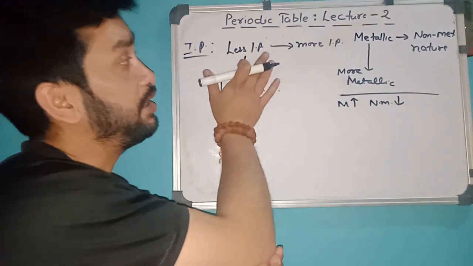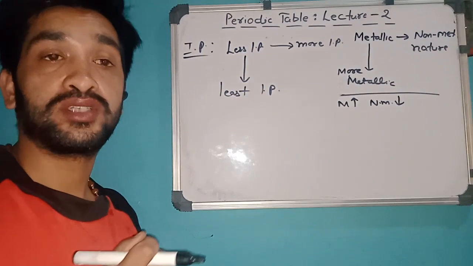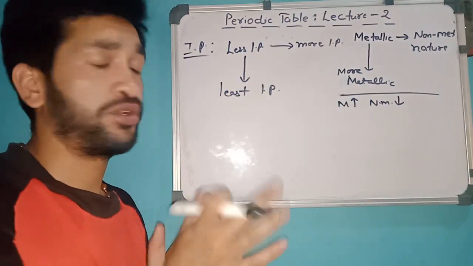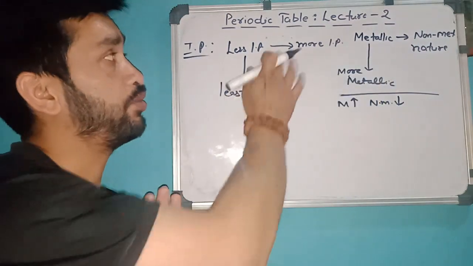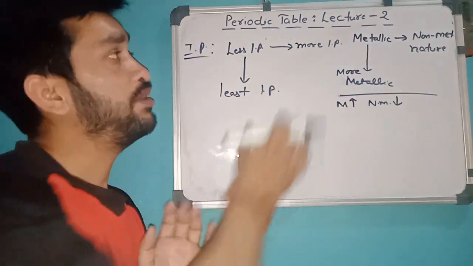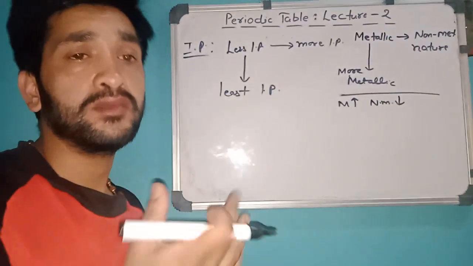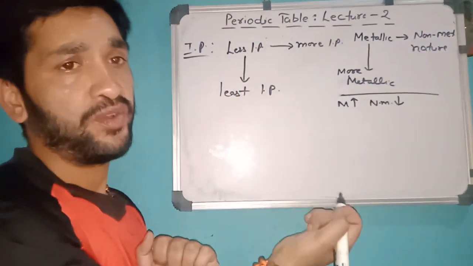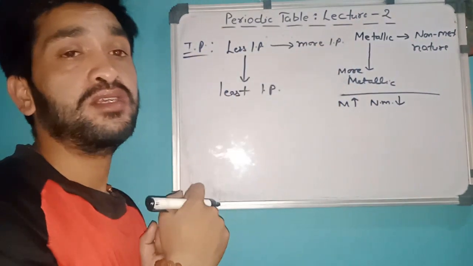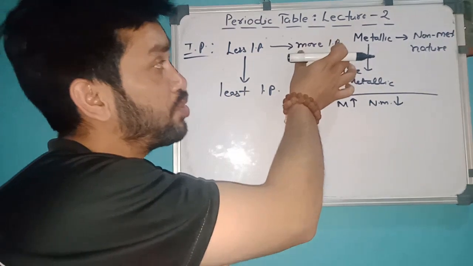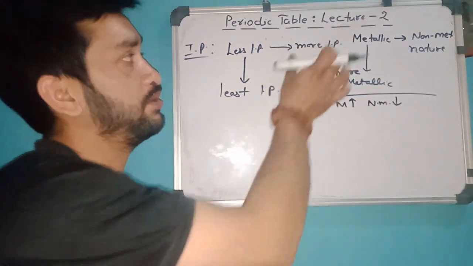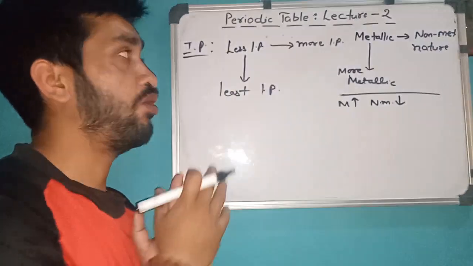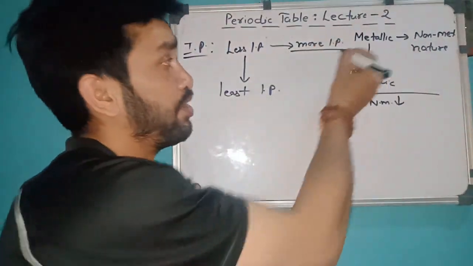Ionization potential increases when we go from left to right. Okay, sorry, not across a period, across a group. Okay, this is across a group. Across a group, ionization potential will increase. Why increase? Because less nuclear charge means less ionization potential, and more nuclear charge means more ionization potential. And this is the most electronegative group, the halogen group here. So what will happen? More IP. It means left to right, ionization potential will increase.